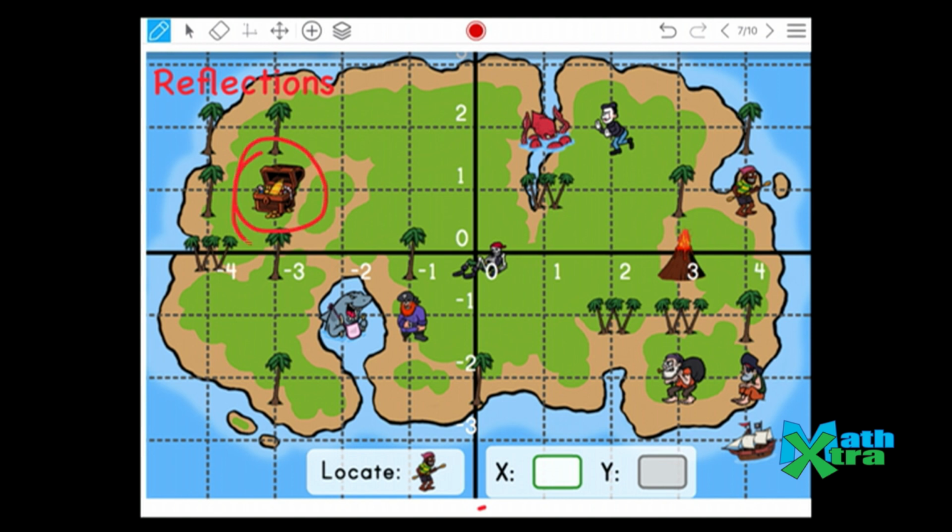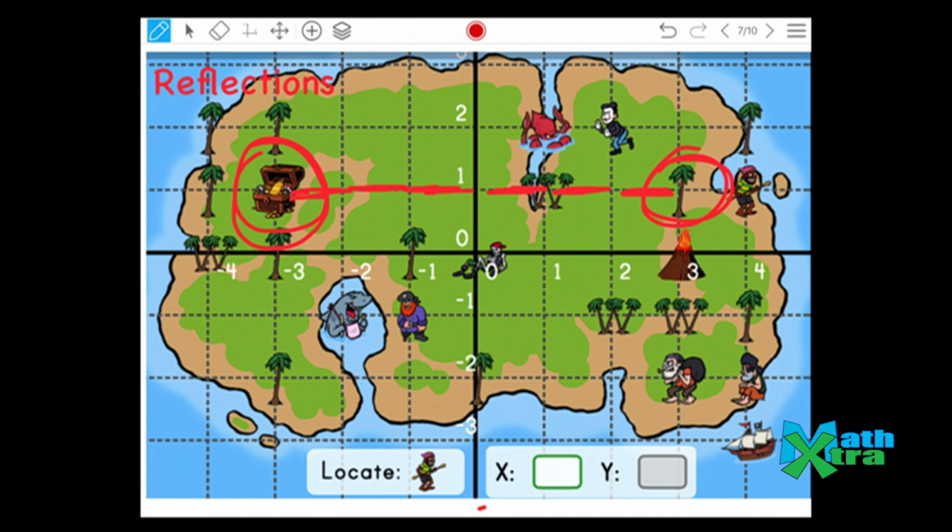So I'm going to circle a couple things like the treasure. So here's the treasure at -3, 1. Well, if I count how far it is, 1, 2, 3, from the y-axis, and then I count 3 more, 1, 2, 3, you can see that the reflection over here will be that palm tree. So these are reflections because they are 3 away from the y-axis on each side.